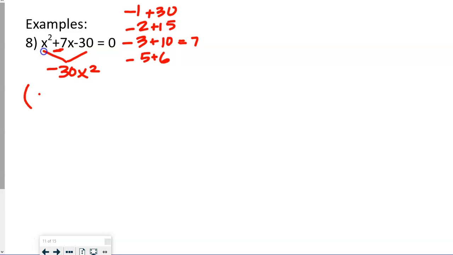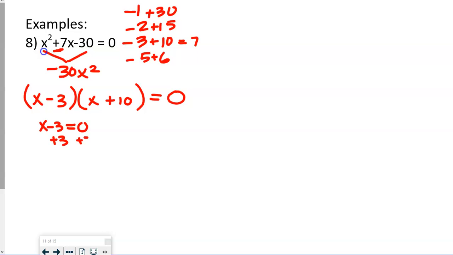So once again, we're going to put our x in both sets of parentheses. And we're going to put negative 3 and plus 10. And remember, this is equal to 0, right? So now we're going to set these equations equal to 0. So we got x minus 3 equals 0. So we're going to add 3 to both sides. So x is equal to 3. And then we got x plus 10 is equal to 0. I'm going to subtract 10 from both sides. So x is equal to negative 10.